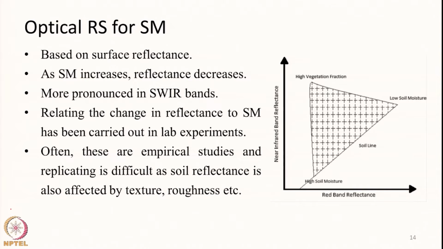Optical here means using surface reflectance in the visible, NIR and SWIR bands. So, we have already seen that whenever water is added to soil, its reflectance will go down, and the reduction is more pronounced in SWIR bands. This we have discussed in detail when we discussed the spectral reflectance characteristics of different land surface features. So, soil moisture is one of the primary controls of reflectance. As soil moisture increases, reflectance will decrease.